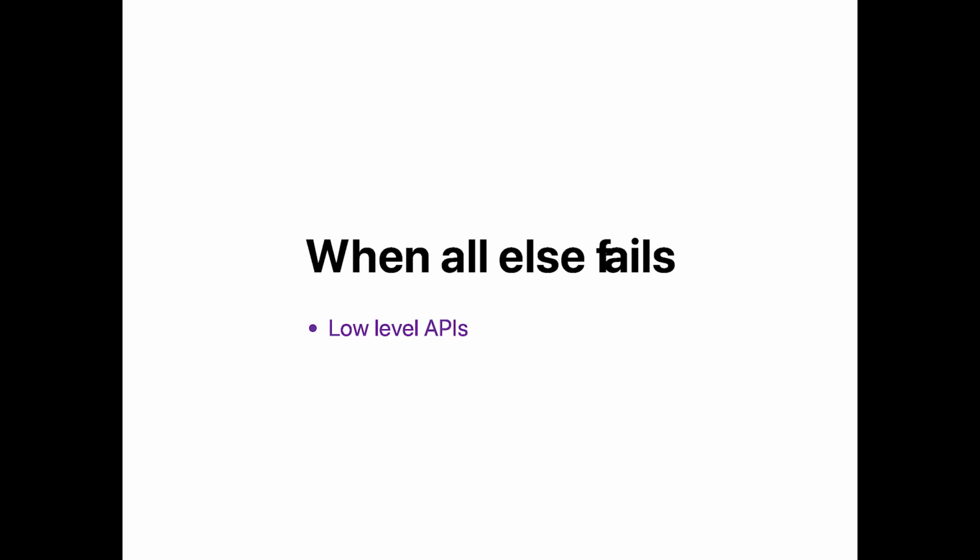And when all else fails, you can use the low-level APIs. So we haven't gotten rid of anything. This is all in addition. This is all a higher level of abstraction. If the higher level of abstraction doesn't work for you, inside of your theme, you can drop down to the lower level APIs at any time.